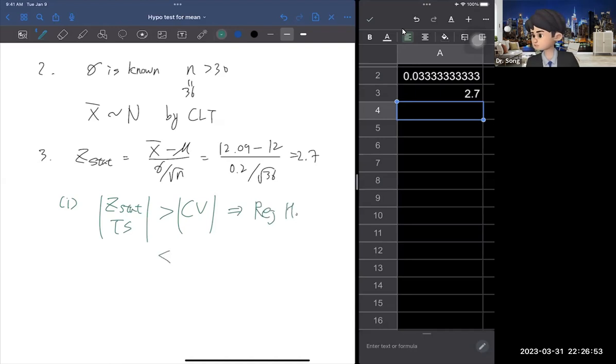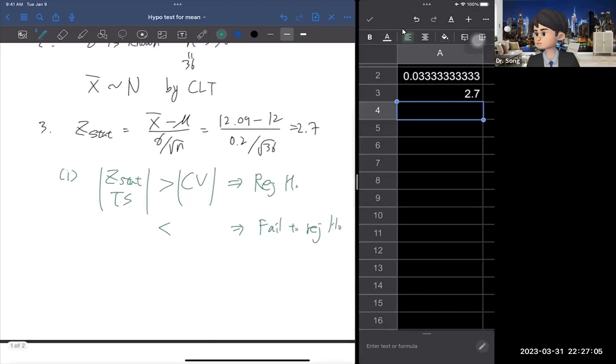So that means that if the test statistic is smaller than the critical value, then you fail to reject the hypothesis. That being said, you don't have enough evidence, you don't have strong evidence to reject the hypothesis. Okay? And the other way is that you are using the p-value and the alpha level, the significance level.